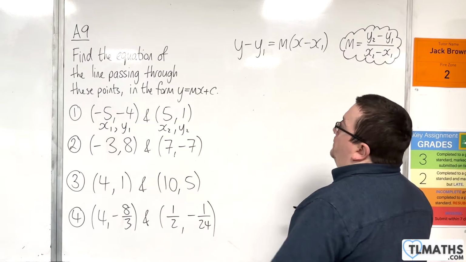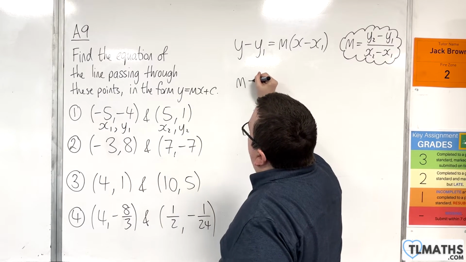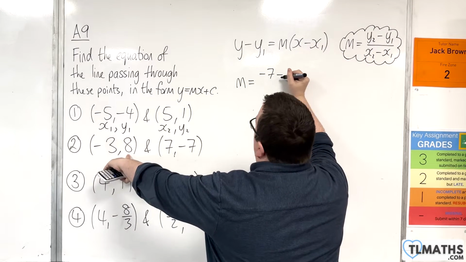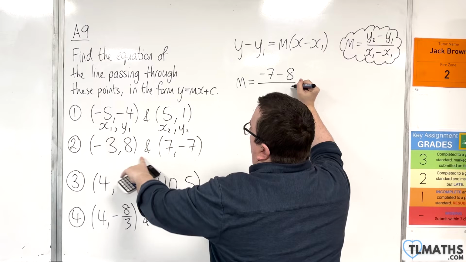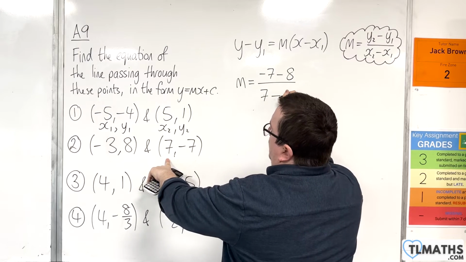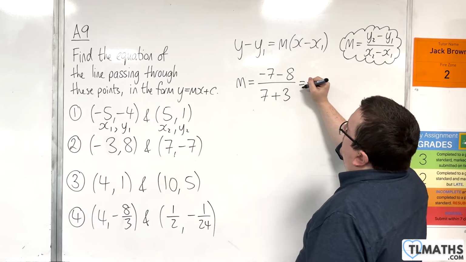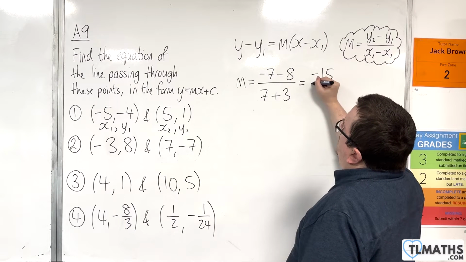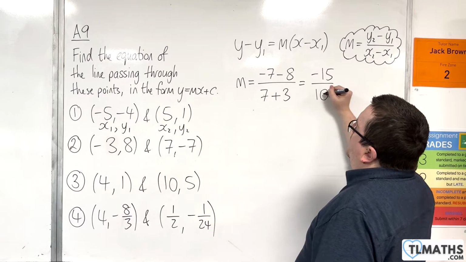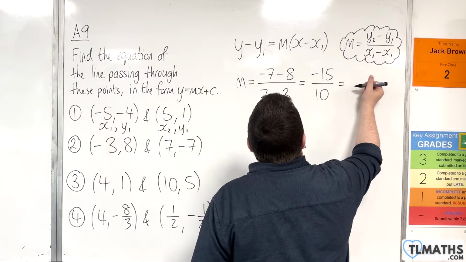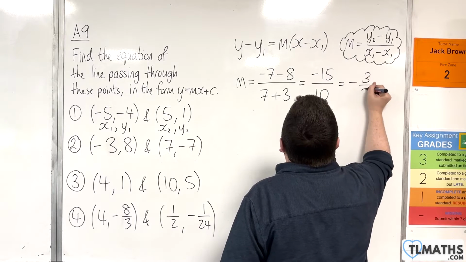Okay, so number 2, gradient first. y2 minus y1 over x2 minus x1. So take away minus 3 is plus 3. So we have minus 15 in the numerator over 10 in the denominator. Minus 15 divided by 10, divided top and bottom by 5, is minus 3/2.